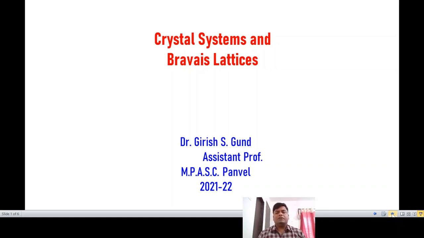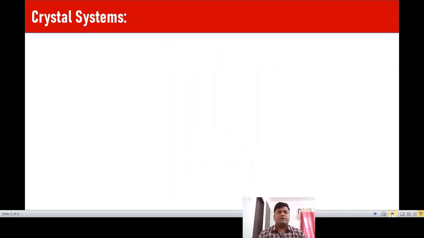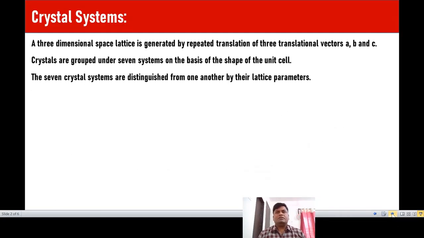Today we will discuss the different crystal systems and Bravais lattices. Coming to the crystal systems, as we know, crystal systems can be drawn with the space lattices or three-dimensional space lattices, defined as the arrangement of imaginary points in three-dimensional space. A three-dimensional space lattice we can generate by repeating the translation of three translation vectors A, B, C. Crystals generally are classified based on the shape of the unit cell, and all these systems are distinguished from one another by their lattice parameters.